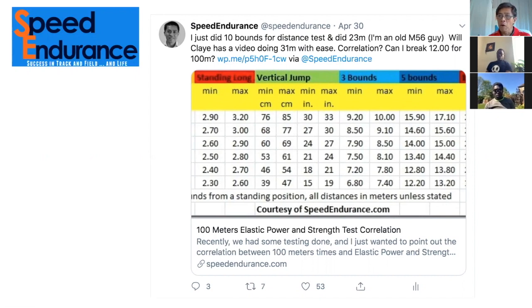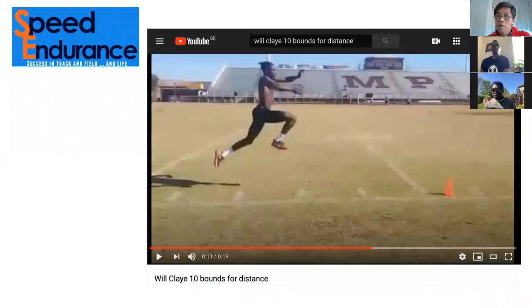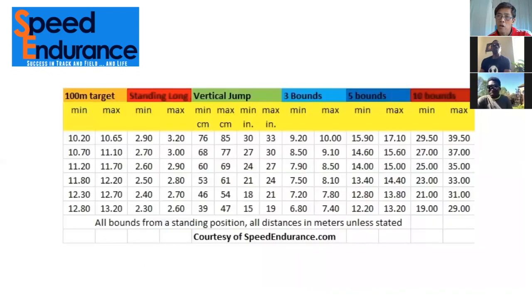And so I sort of posted this chart to see if there's a correlation between the distance of 10 bounds and my 100-meter time. So this was the video of Will Clay jumping 34 yards. And you can see it on YouTube, how easy he makes it look. And this was the chart that I used. So I jumped 23 meters, which is anywhere around here and here. So that means I'm about 11.80 to about 12.30 for 100 meters.